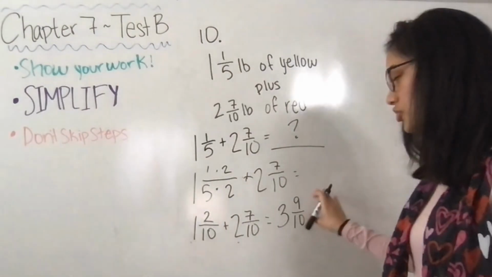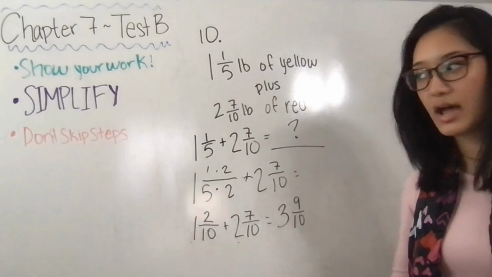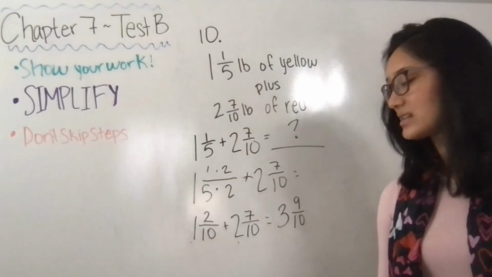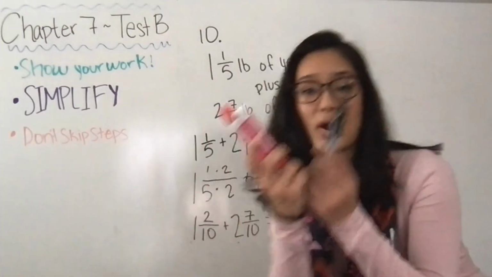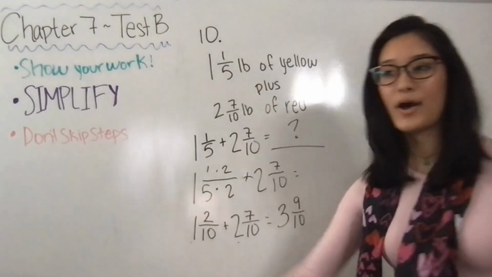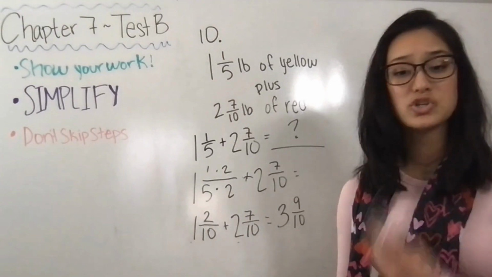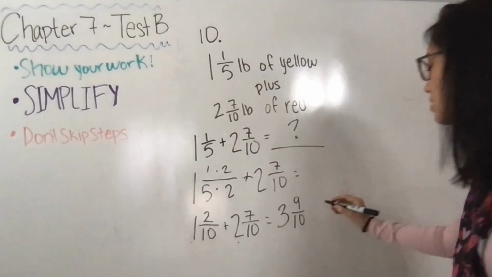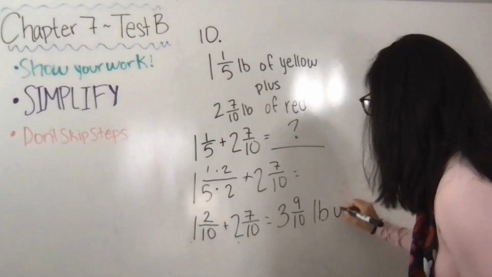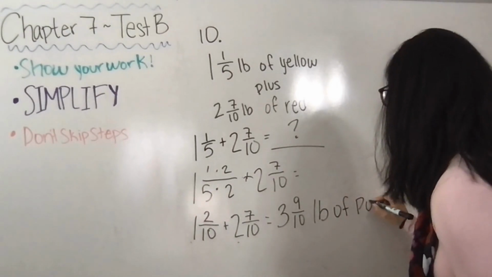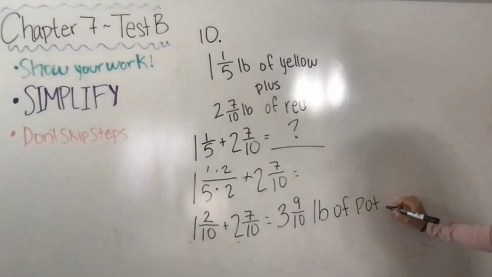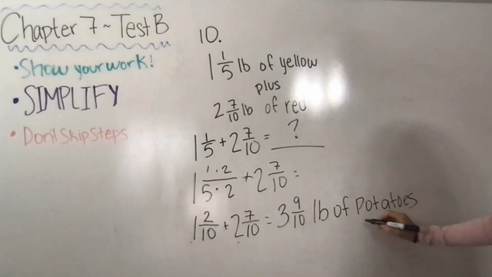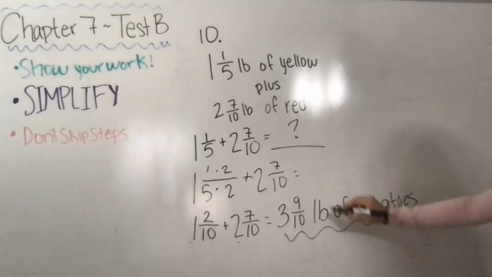So it's not just 3 9/10, because 3 9/10 of what? What are you talking about? Are you talking about cats? Are you talking about dogs? Are you talking about dry erase markers? Are you talking about video games or how many shoes you have? No, you're talking about pounds of potatoes. So, don't forget to put your units.